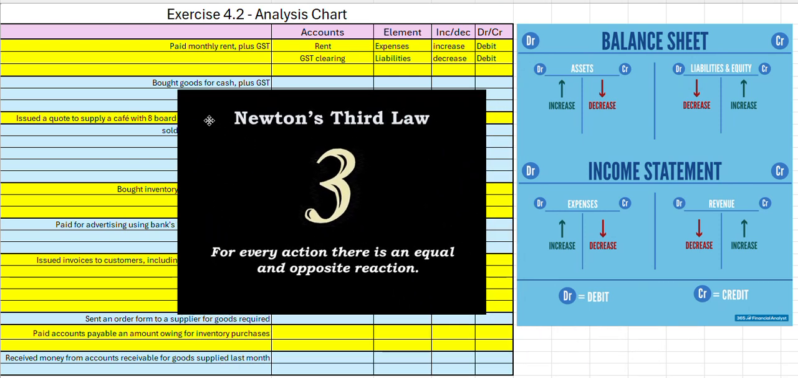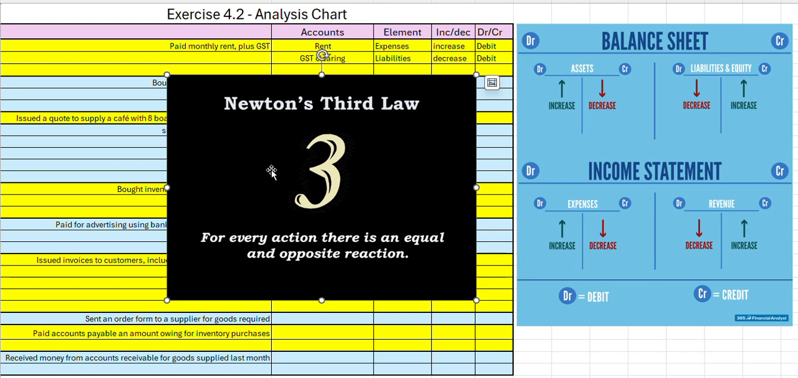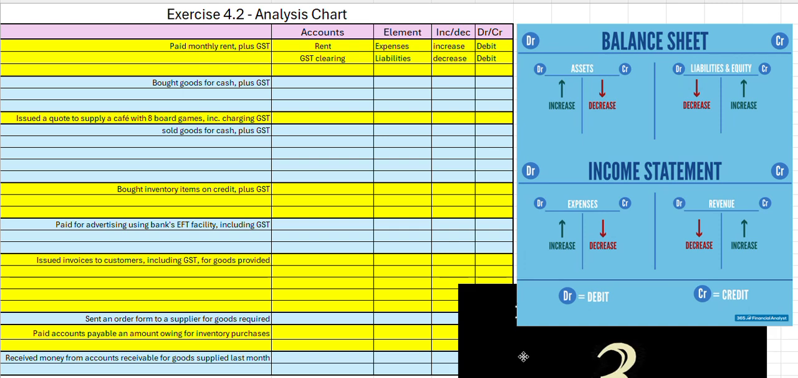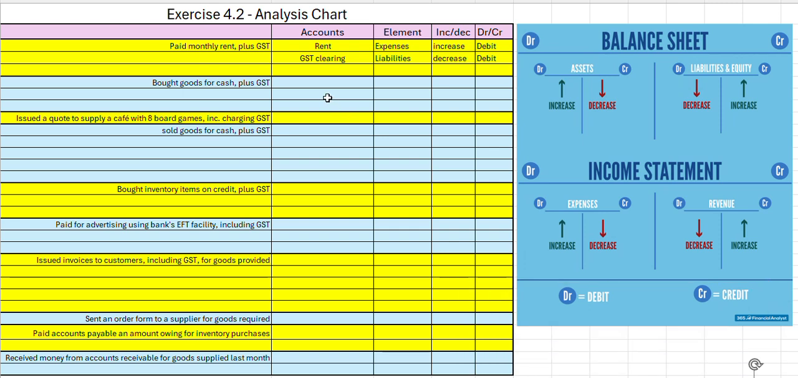Now, I just want to talk a bit about Newton's third law of motion. Every action has an equal and opposite reaction. So in terms of this one here, how do we fund the rent/GST? The word paid is key here. It's going to impact our bank account. So we create a cash at bank. Cash at bank is an asset. It's a resource, an economic resource that provides a future economic benefit. And in this case, it's decreasing because of that payment.